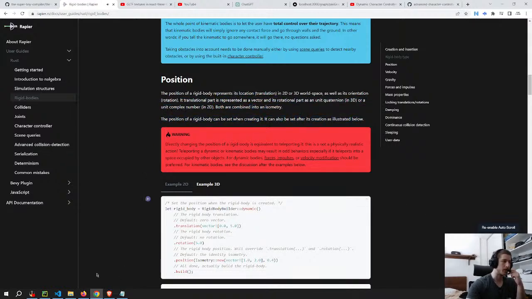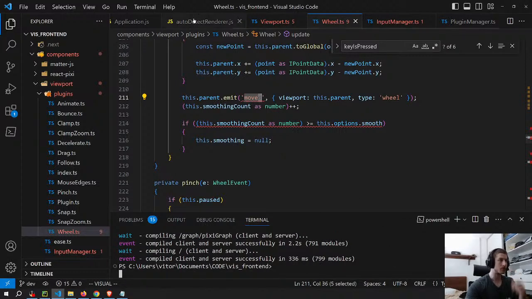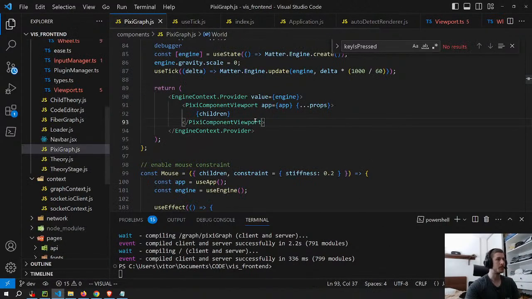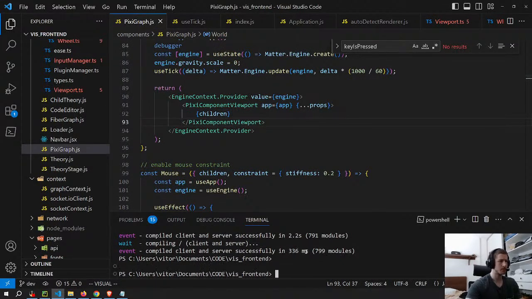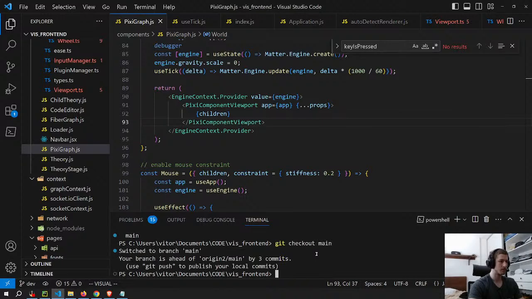Warning. I'm going to create another branch to change stuff, and I'm going to remove the matter.js stuff. I think I'm already on a different branch. I don't want to push the changes because that's going to break the version that is live.